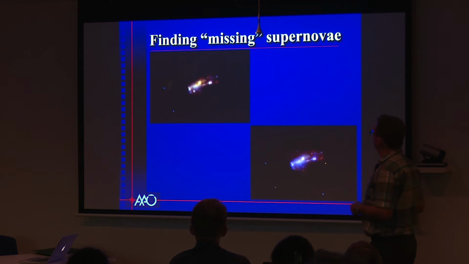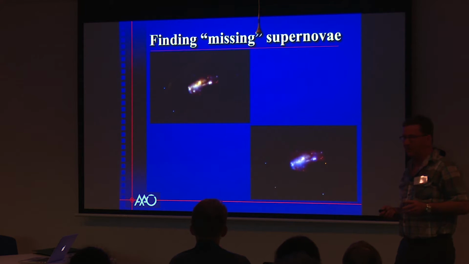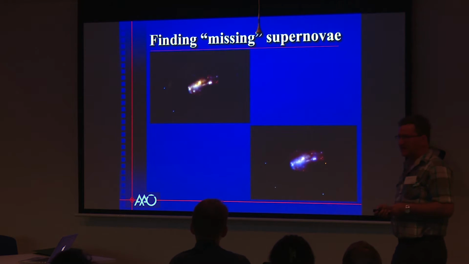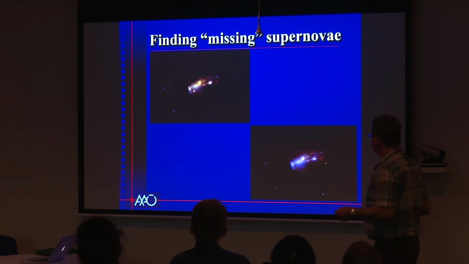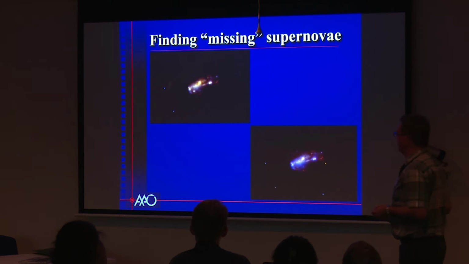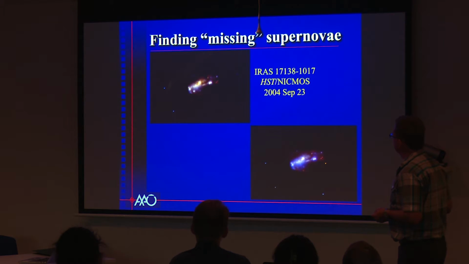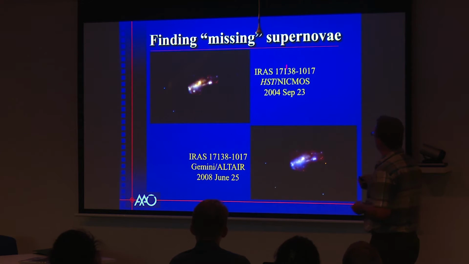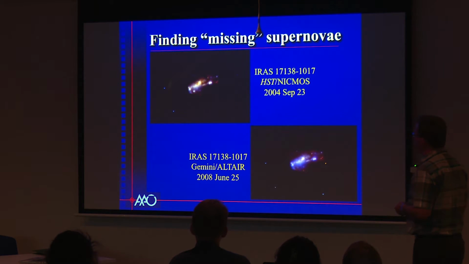The other thing we can do is science I've been doing recently with Gemini and now more recently with Keck, and that is looking for missing supernovae, or supernovae that would otherwise be missed in these luminous infrared galaxies like Arp 299. Unfortunately, this doesn't come out terribly well, but let me just say one of these images comes from the Hubble Space Telescope, and the other one is from the ground using laser guide star adaptive optics. I challenge you to work out which is which, but basically this is the one from Nick Moss on the HST back in 2004, this particular LIRG. And this is the same object imaged 4 years later from the ground with Gemini.